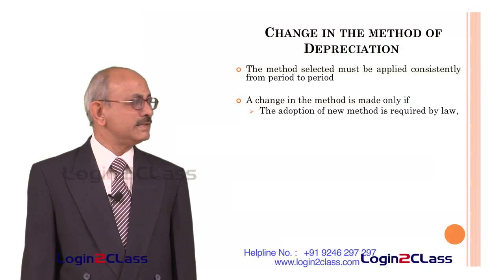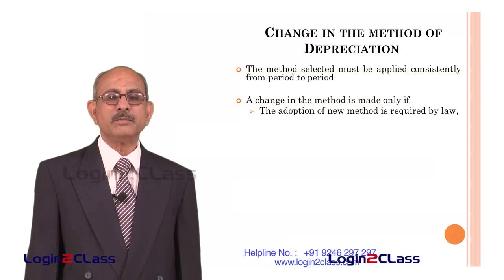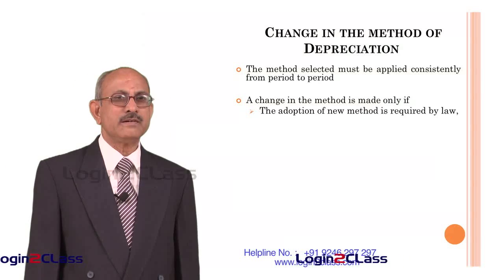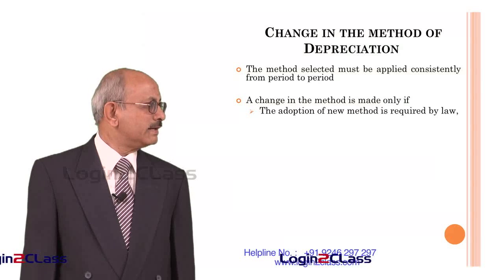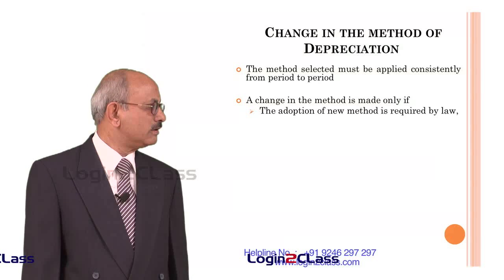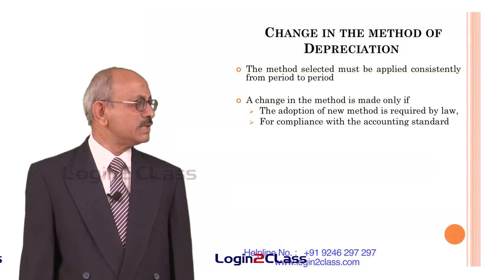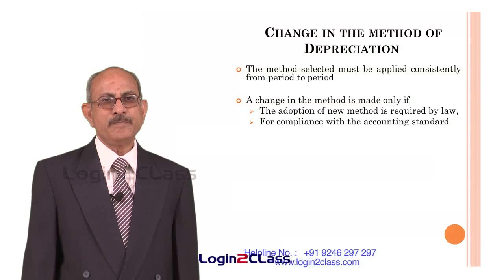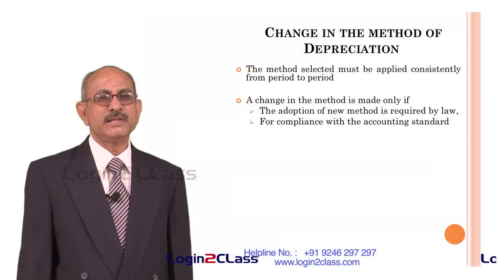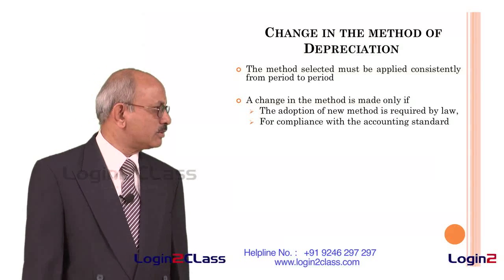So, the accounting standard says a change in the method is made only if the adoption of the method is required by law. If suppose the statute is changed and as per the new statute it is required to be followed, then the entity can change the method to follow the method which is laid down by the law, or for compliance with the accounting standard. So, a new accounting standard may come into picture and prescribe a particular method, and if the entity is following a different method, then that entity can change to the method as required by the accounting standard in order to comply with its provisions.